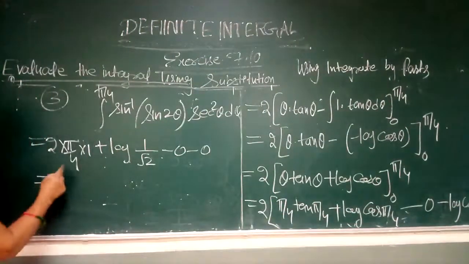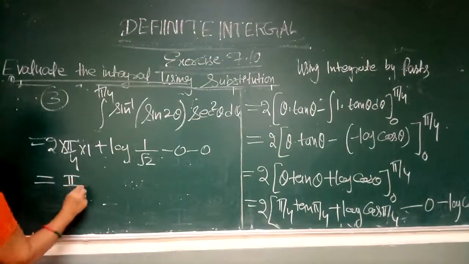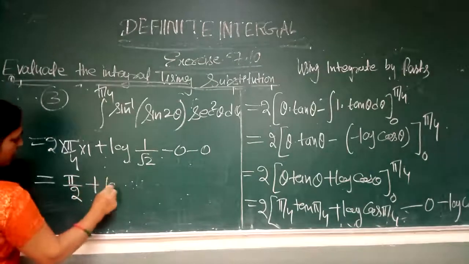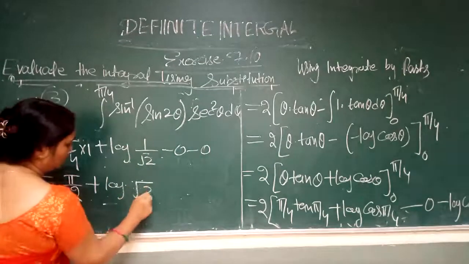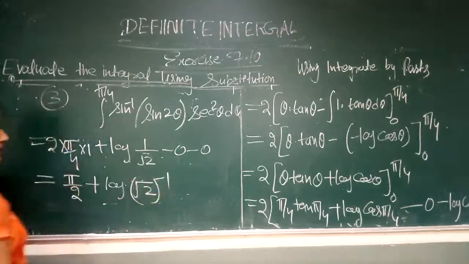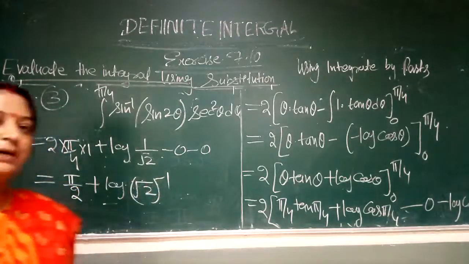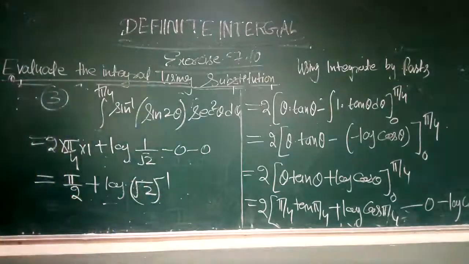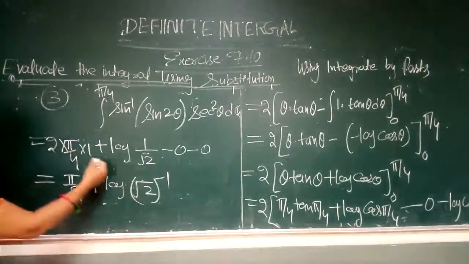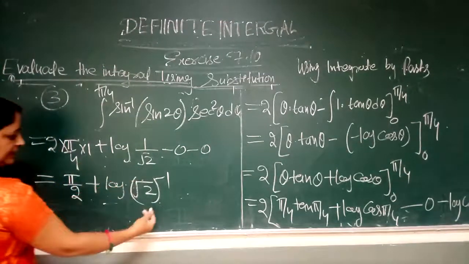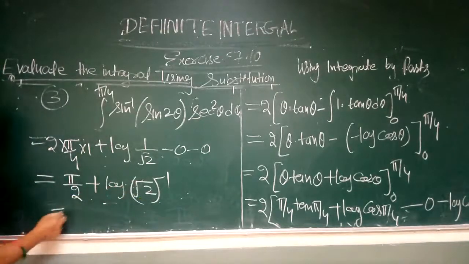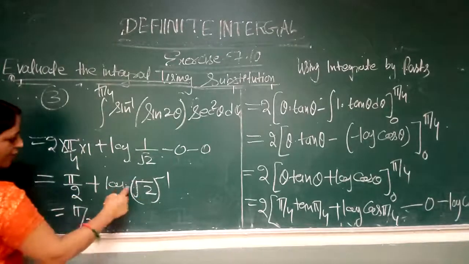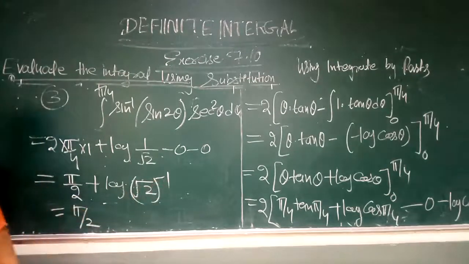So what is coming here next step? Pi by 2 plus log of 1 by root 2. So students, log root 2 we can write in this way, log root 2 raised to power minus 1. Up to this it is correct. If you want to write up to this answer, it is correct. If you want to solve further, then you can solve in this way. Pi by 2 log m raised to power n. What is the formula of this?